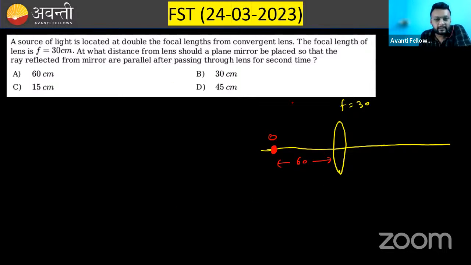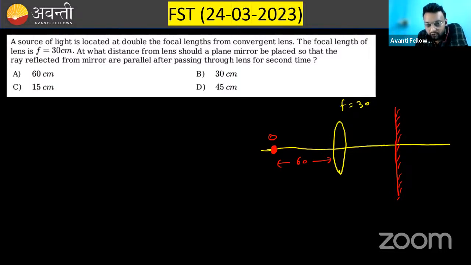This is the object. At what distance from the lens should a plane mirror be placed so that the rays reflected from the mirror are parallel after passing through the lens for the second time? And this is going to be another difficult story for you. Listen to me. Let's suppose the mirror is placed here. I don't know where the mirror is placed, I am just placing it randomly. I am trying to explain the question to you.